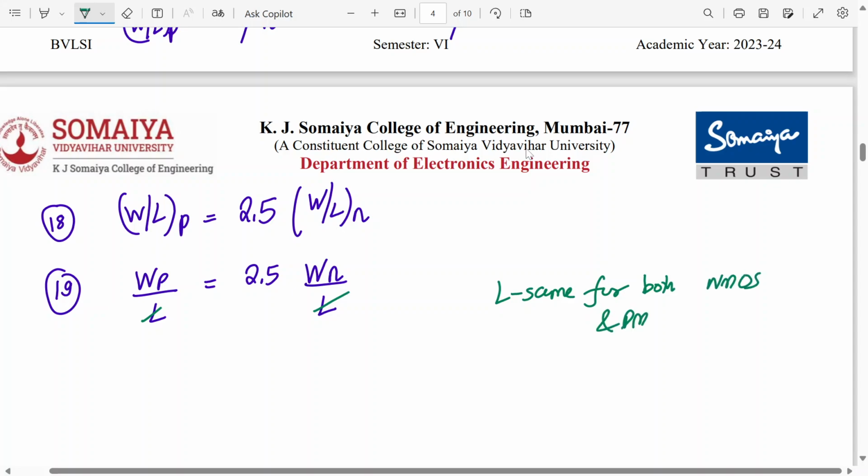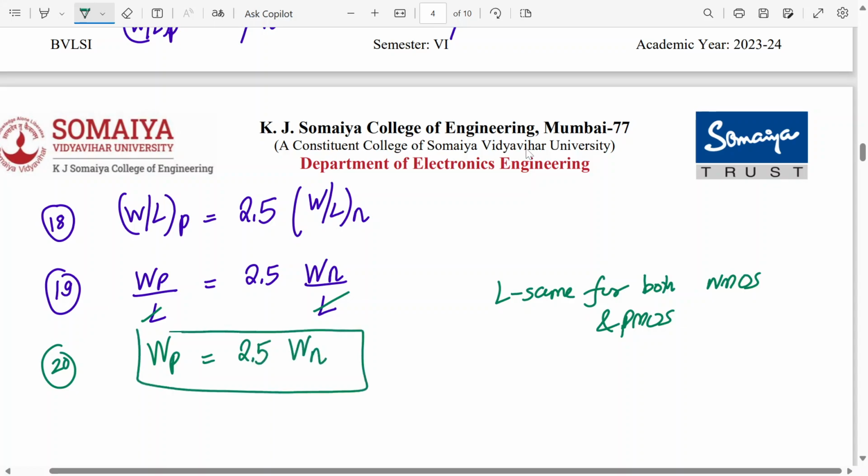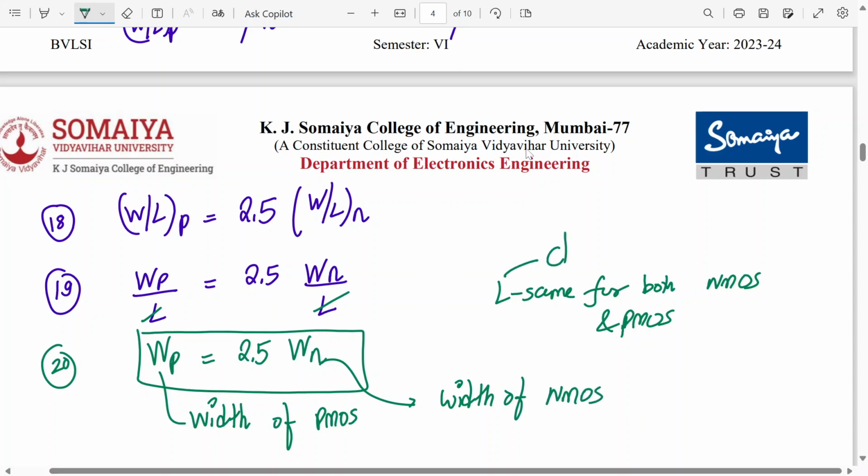So what we normally do is we keep the width of the PMOS transistor around 2 to 2.5 times the width of the NMOS transistor. Wp is the width of PMOS, Wn is the width of NMOS transistor, and L is, I hope you know, channel length of NMOS and PMOS transistors. Alright? Hello? Are you able to follow this? Yes or no?